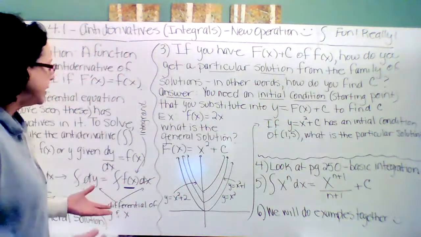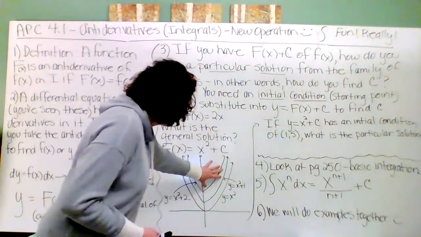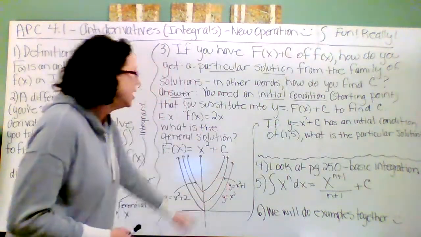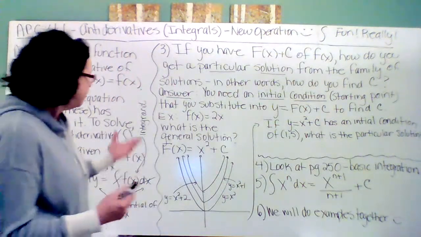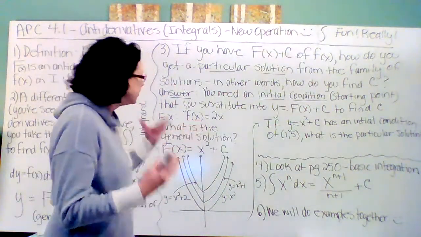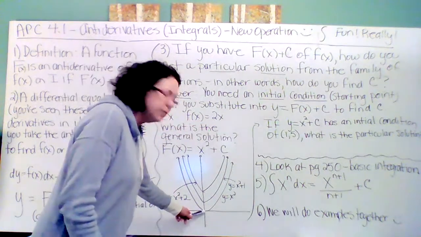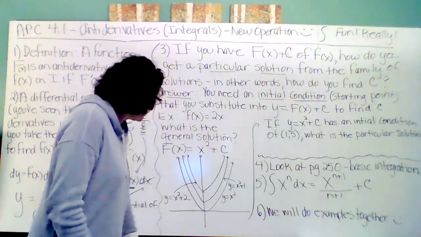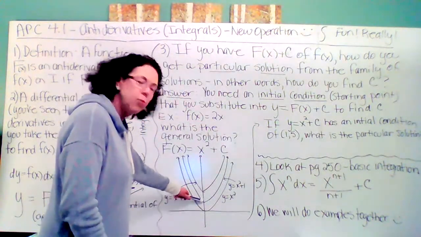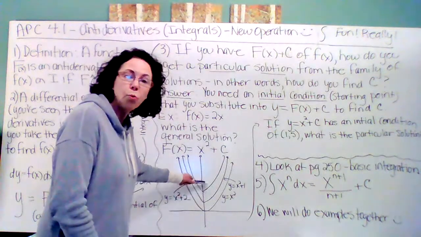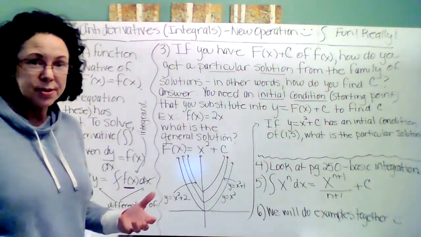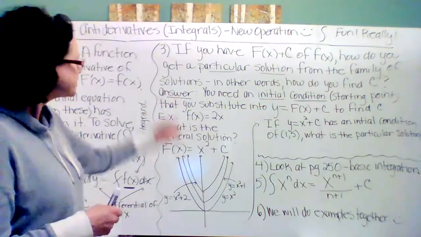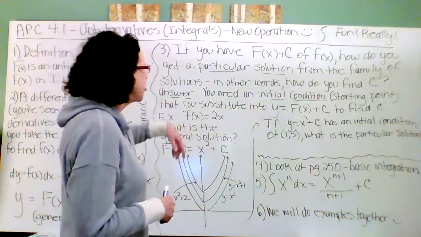So how do I get one particular solution from the family? You need an initial condition. You need a point, right? If they say, integrate this function and give this solution, and they give you a point like (0, 0) or (0, 1), then you know which one of these actual graphs or equations to choose, right? The particular solution. So let's go on over here.